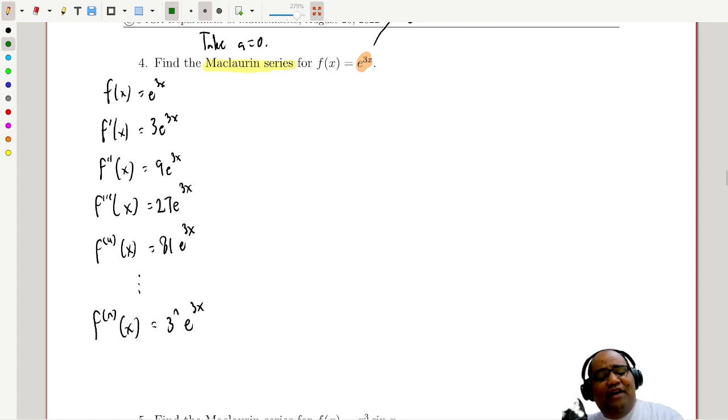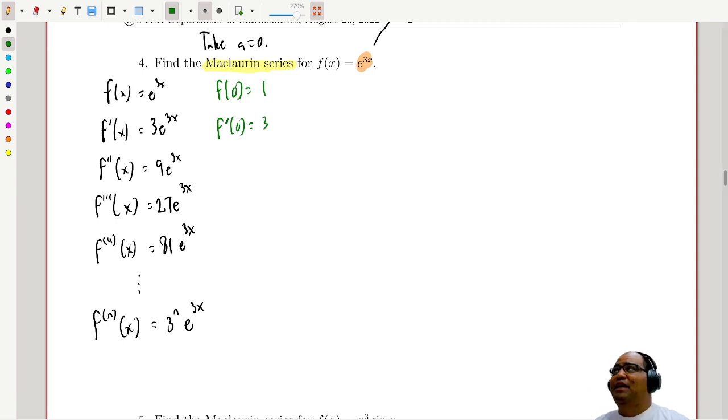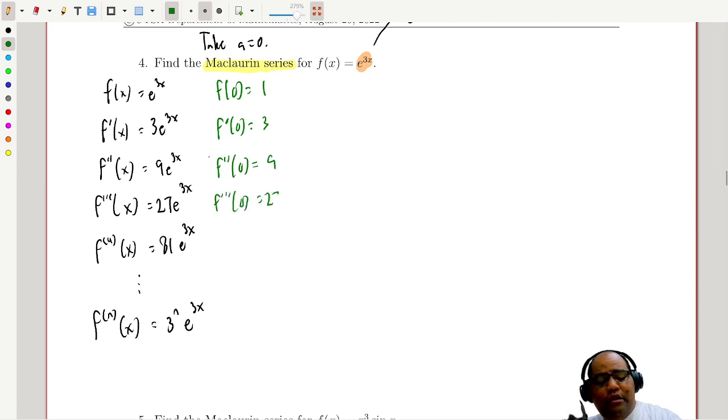Now we're going to go ahead and evaluate these at 0, because again, we have a Maclaurin expansion. Well, e to the 0 is 1, so that means all that remains here is just all these magical multipliers to come out of there. So the derivative at 0 will just be 3, because 3 times e to the 0, that's 3. The second derivative, we get a 9. The third derivative, we get a 27. The fourth gives us an 81.